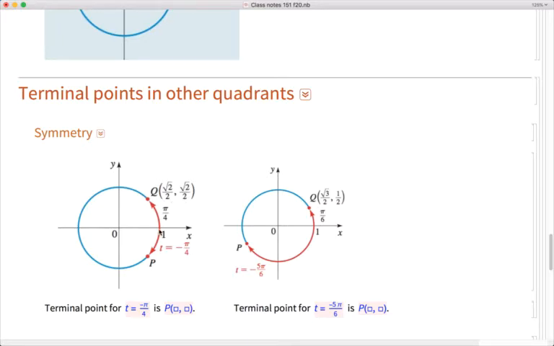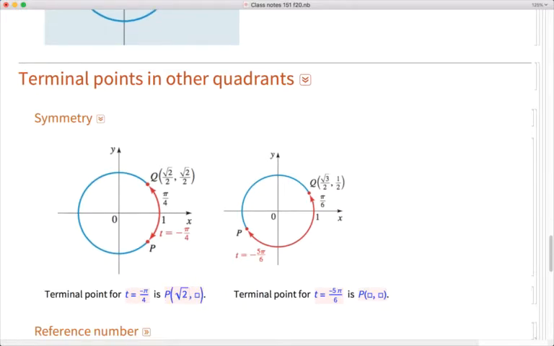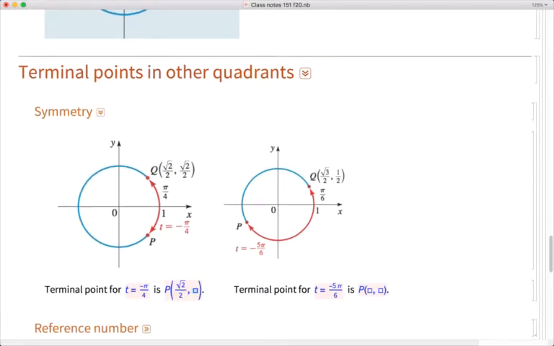If we travel pi over 4 in the other direction, what we see by the symmetry here is that the x-coordinate for P should match the x-coordinate for Q, but the y-coordinate should be the opposite. Right? We're directly across the x-axis. So the terminal point for negative pi over 4 is going to be root 2 over 2 comma negative root 2 over 2. Same x-coordinate, but opposite y-coordinate.